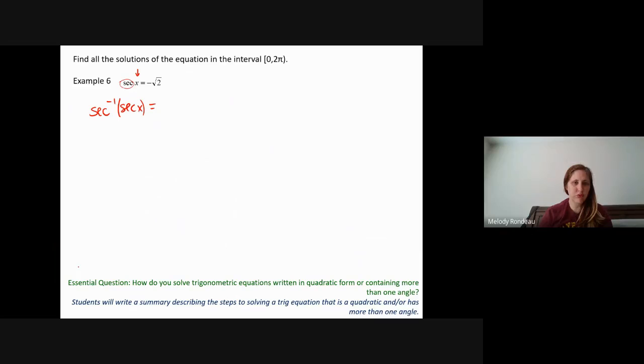equals, and actually, that's all right. No, it's not. Sorry, I don't want my parentheses quite like that. Okay. So secant inverse of secant x equals, again, I have to inverse both sides. And this would be negative root 2. Actually, I do want my parentheses there. It's just, I can't make up my mind.